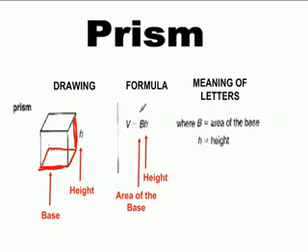Okay, now the formula for finding volume of a prism is volume equals BH, or volume equals length times width times height, which seems to be an easier formula to remember. But volume equals base times height, where the capital B is the area of the base, and H is the height.